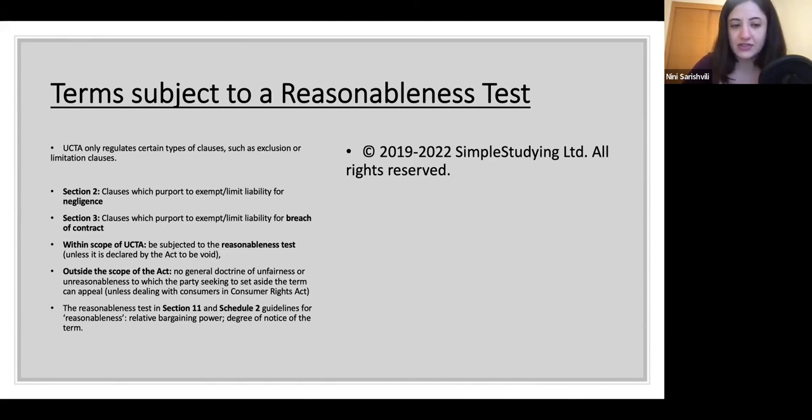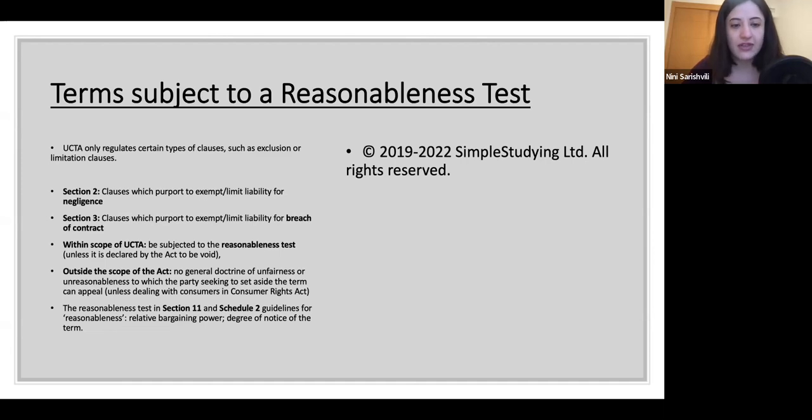The reasonableness test is under Section 11 and Schedule 2, guidelines for reasonableness: relative bargaining power and degree of notice of the term. Therefore, when it comes to exclusion clauses for negligence and breach of contract, it will not be automatically accepted. It has to go through the Section 11 reasonableness test, and there is guidance as to what is reasonable and what is not reasonable. There is no such thing as a general reasonableness requirement or general requirement for fairness of the contractual term, because the courts do not want to interfere that much in the business world.